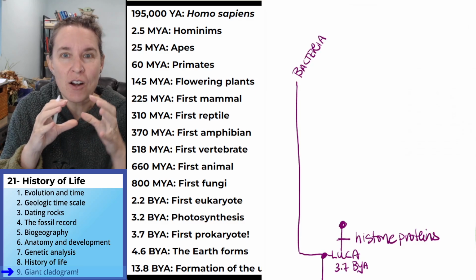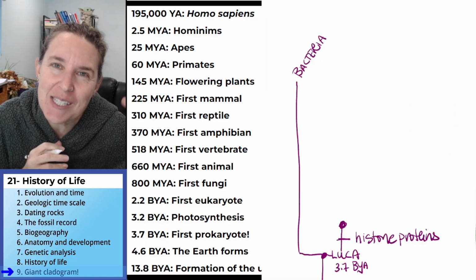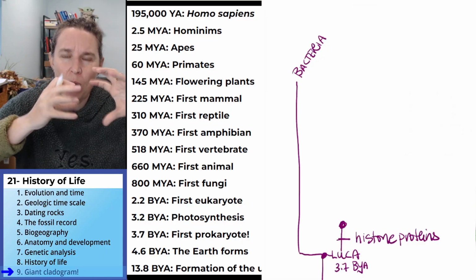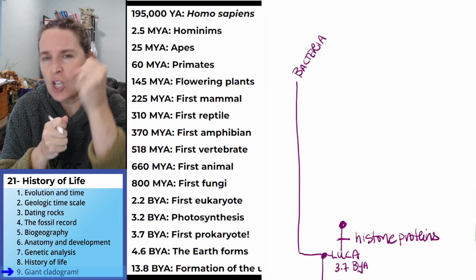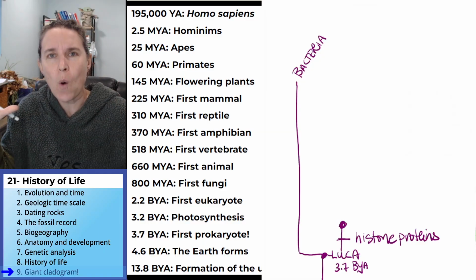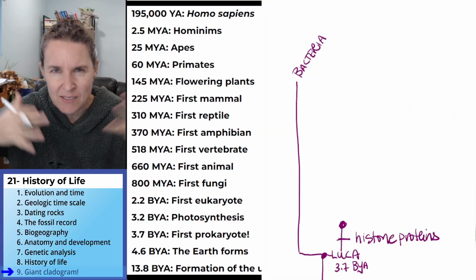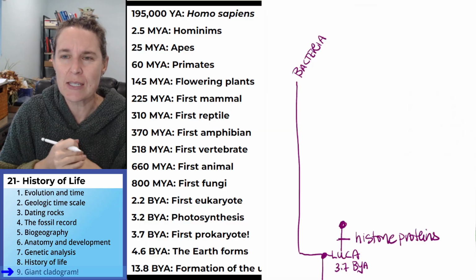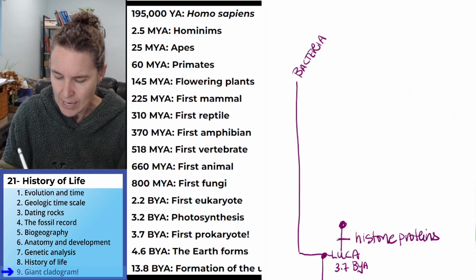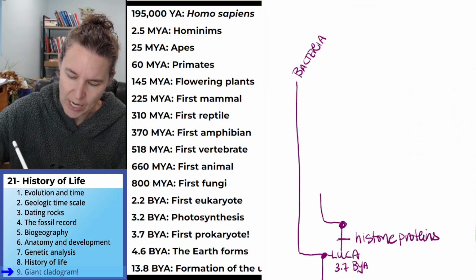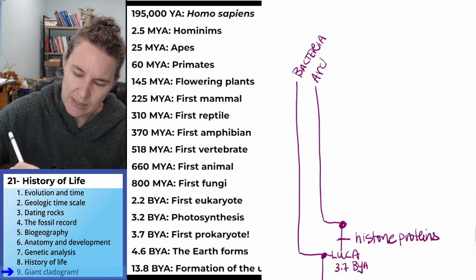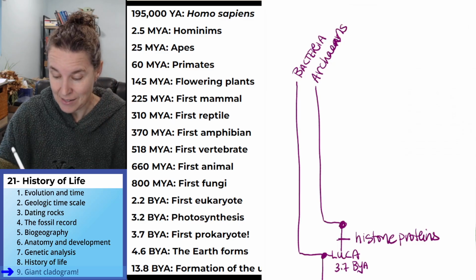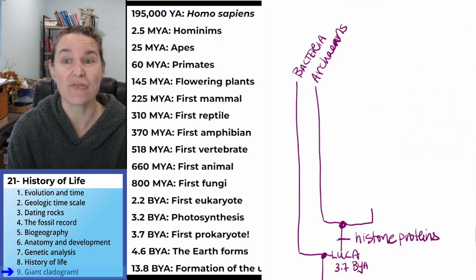Histone proteins are those proteins that are associated with DNA, and the DNA winds around the histone proteins. And when it winds really tight, you get a nice little log of a chromosome. And when it loosely winds, you get this chromatin that's a tangle of DNA. Do you remember this when we talked about DNA and meiosis and mitosis? Well, look at this. Histone proteins are shared by archaeans and eukaryotes.